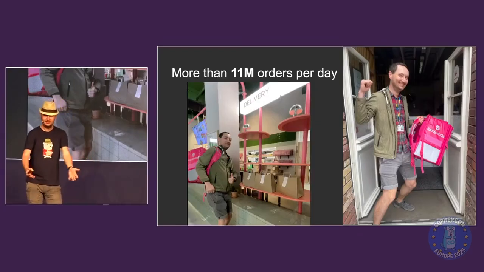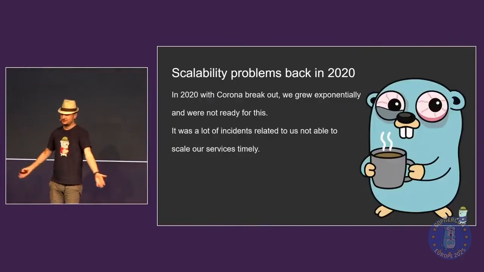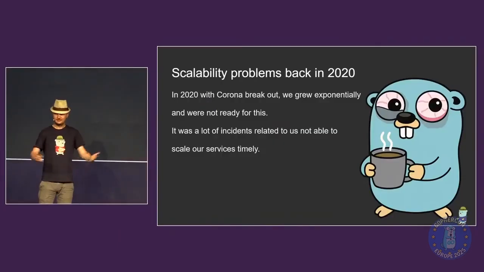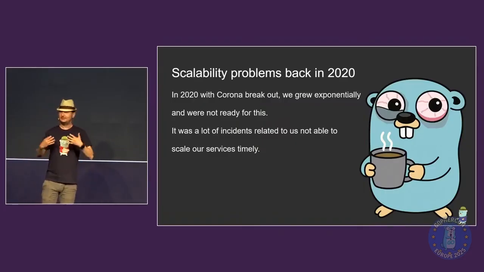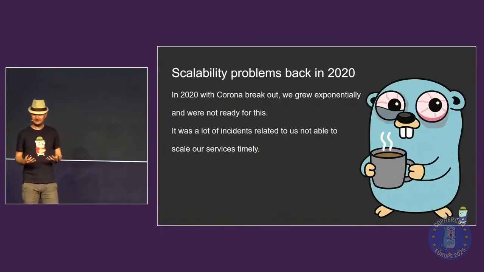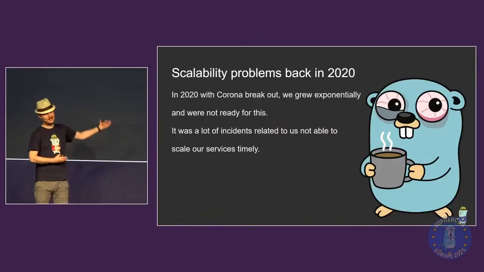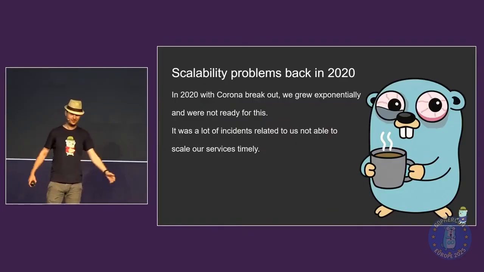But talking about 11 million orders, back in 2020 the situation wasn't like this. We had Corona, people staying home, people ordering, and we had a great increase in load to our system, which we were not ready for at all. And we had a lot of incidents. I was on call, I was unhappy. This is me 5 years ago.